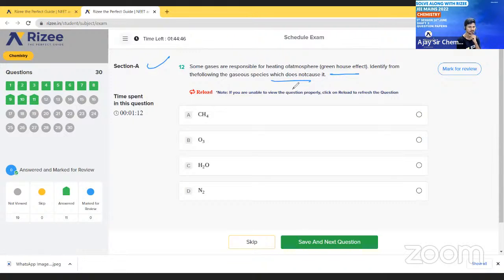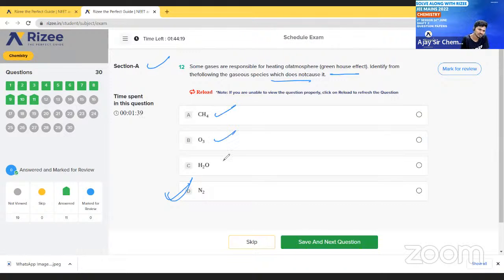Greenhouse effect. They are asking simply which gaseous species does not cause the greenhouse effect, which we can also call global warming. Okay, global warming. D, very simple, Tejaswini. I think you answered the previous year question, so no problem. For this question also, what is the correct option? D.